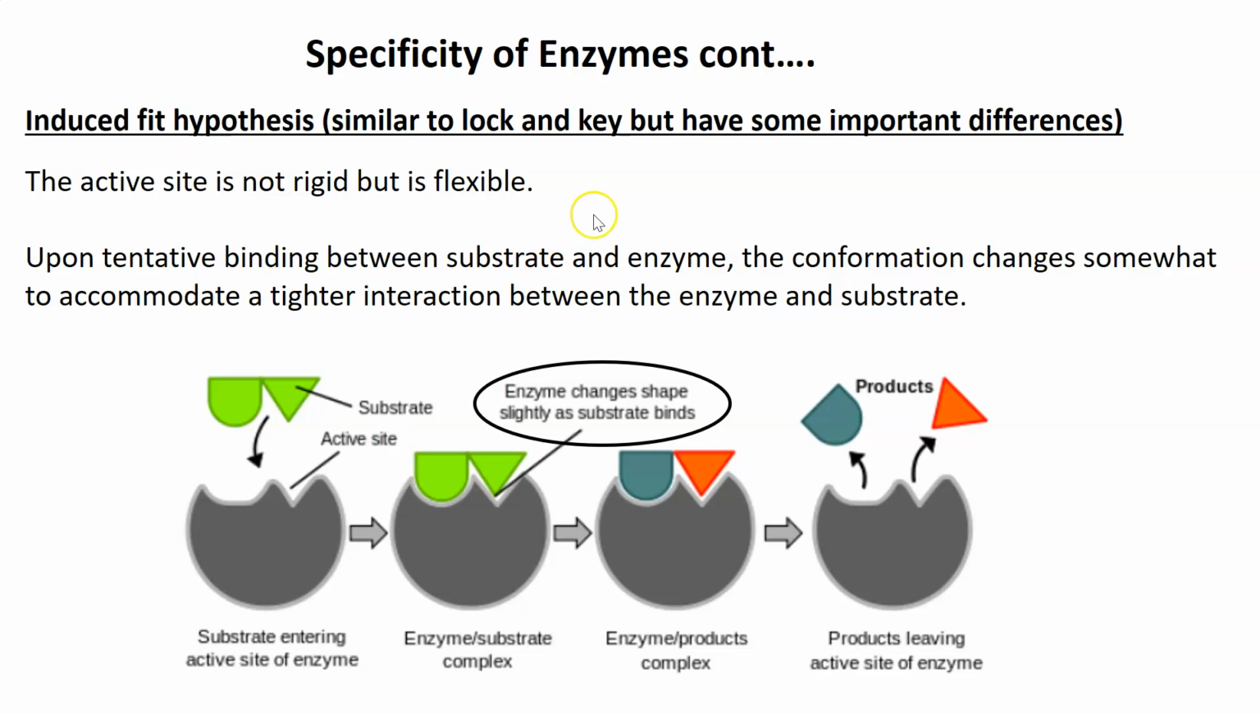So the substrate binds tentatively, it changes the conformation of the enzyme a little bit, and that conformation change enables a tighter interaction between the enzyme and the substrate. And that's what you need. You need a very tight interaction between the enzyme and the substrate for catalysis to work properly. So that's the induced fit hypothesis.